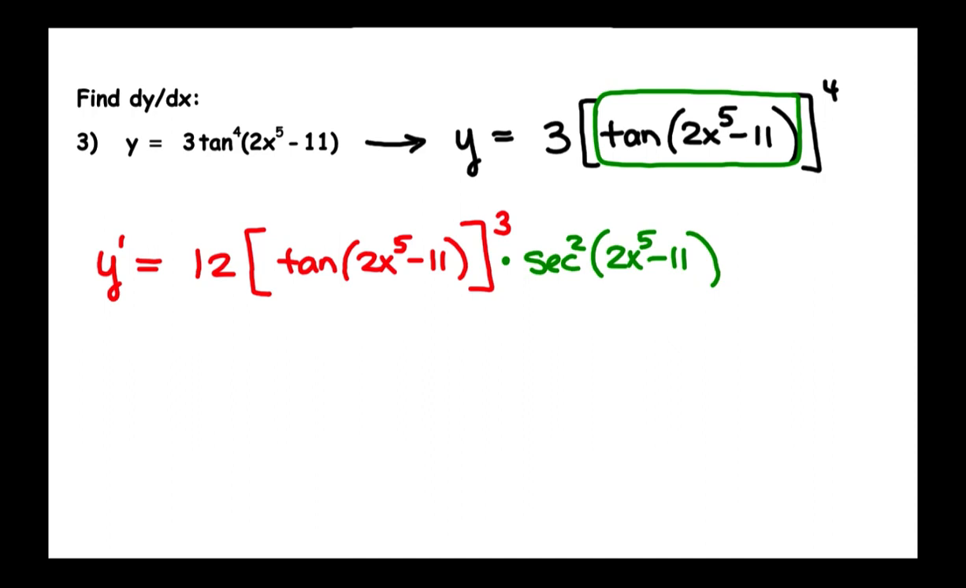But then you delve in deeper to the next set of grouping symbols, which is the parentheses, to the argument itself, and you're like, does the argument have a chain rule? And yeah, it does. The derivative of 2x to the fifth minus 11 is 10x to the fourth. So you need to multiply by that as well. We'll combine like terms. I'll get rid of the brackets. We're going to have 120x to the fourth out front. Tangent cubed of 2x to the fifth minus 11 times secant squared of 2x to the fifth minus 11 will be dy dx.